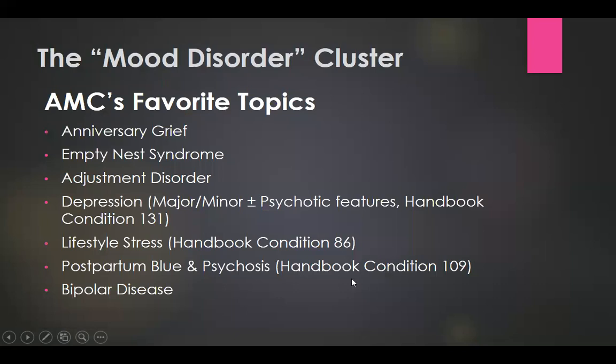Okay, so there are a few topics for the mood disorder cluster. These are the most important ones. We have anniversary grief, empty nest syndrome, adjustment disorder, and depression. We have major and minor depression with or without psychotic features. Make sure to read Handbook Condition 131. We have lifestyle stress, again Handbook Condition 86, postpartum blues and psychosis, Handbook Condition 109, and we have bipolar disease.